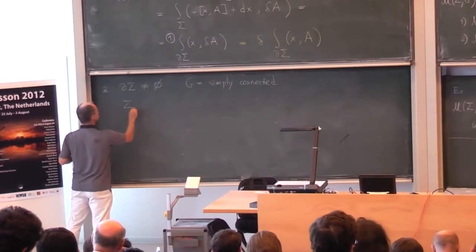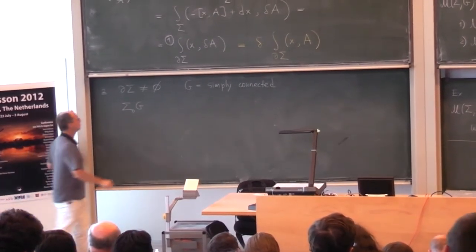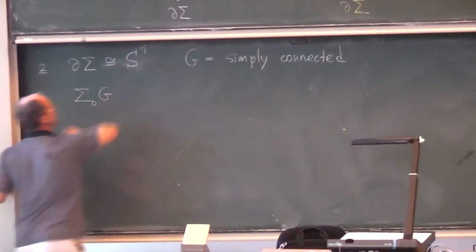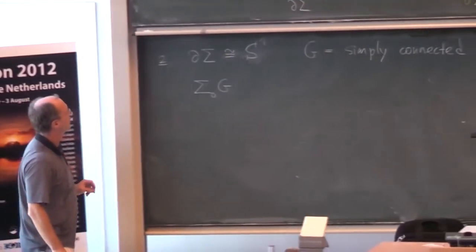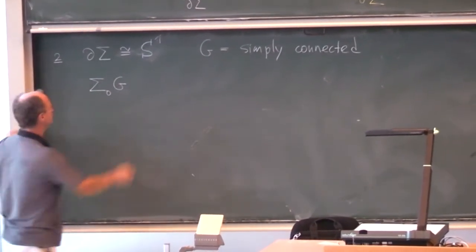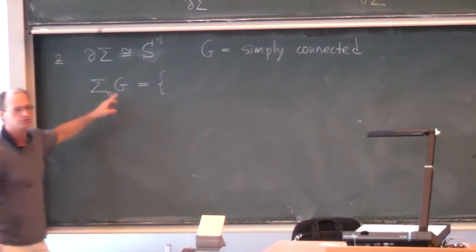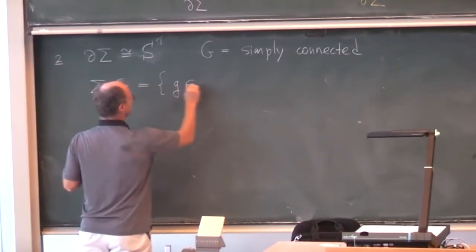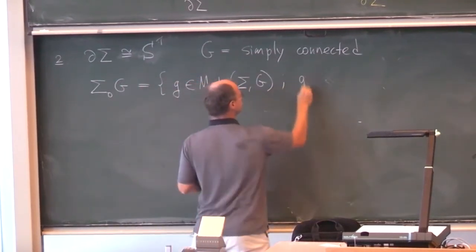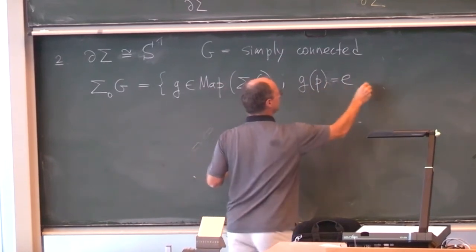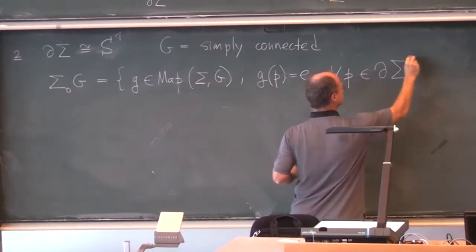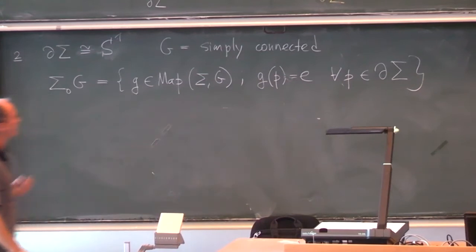And let me introduce, let's say, to simplify the situation, let's say there is just one copy of the boundary. So this sigma is isomorphic to S1. Well, let me introduce a subgroup of the gauge group, which consists of maps from sigma to G, which are equal to 1 on the boundary.